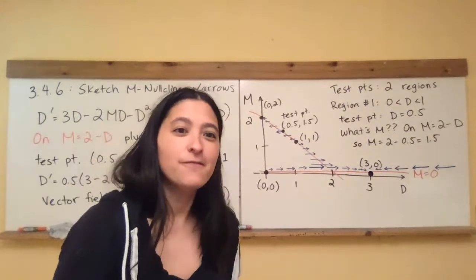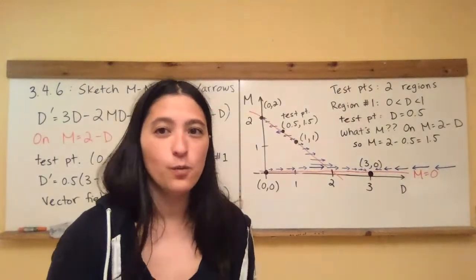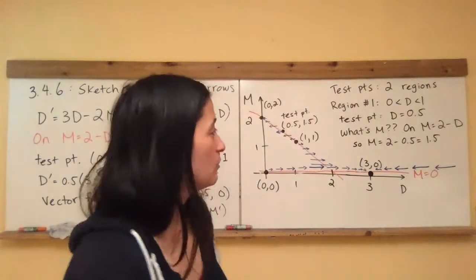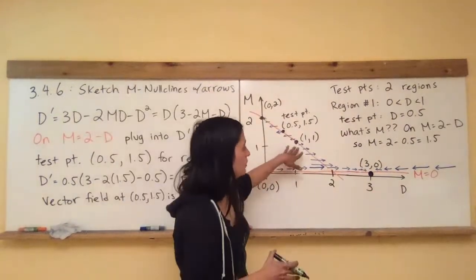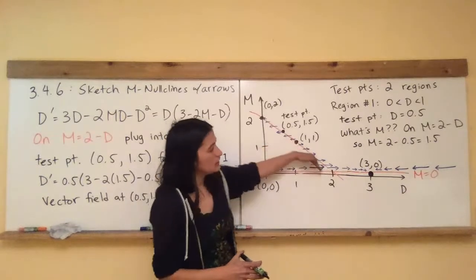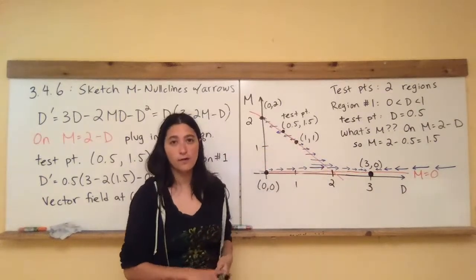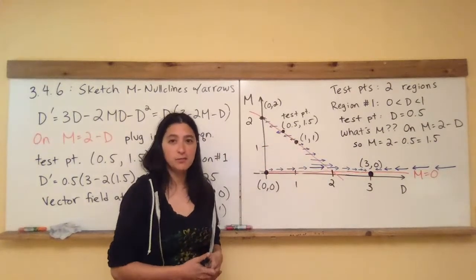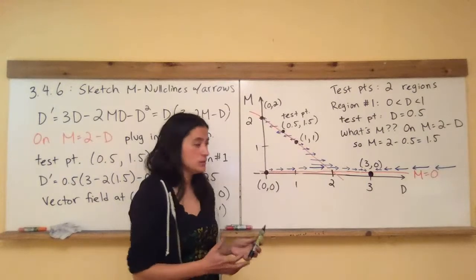All right, final thing. What test point should I use for the second region? You see I have this other region all the way over here, along the line m equals 2 minus d with d greater than 1. Can somebody please provide me with a test point, and then we'll finish with that.